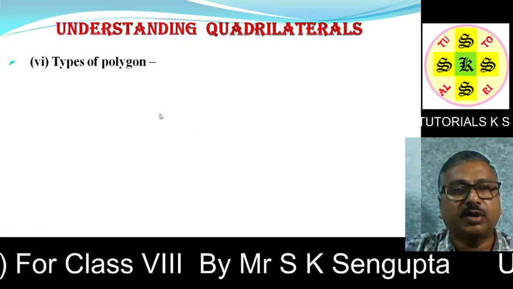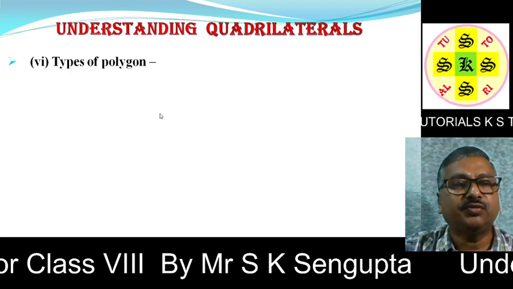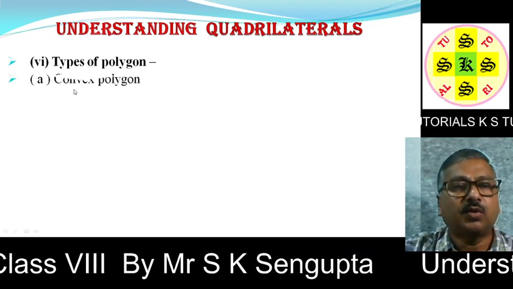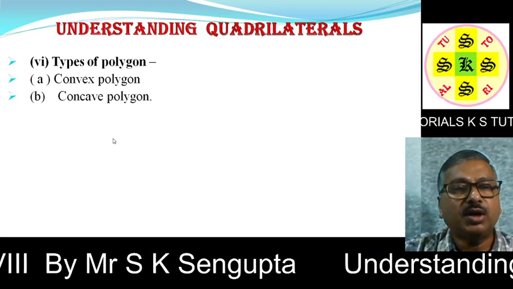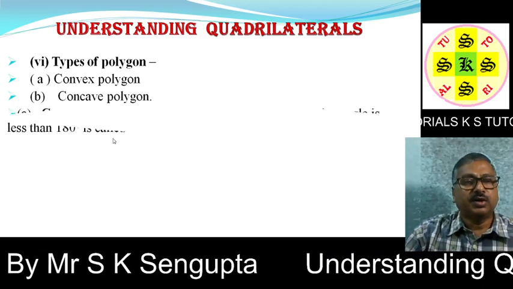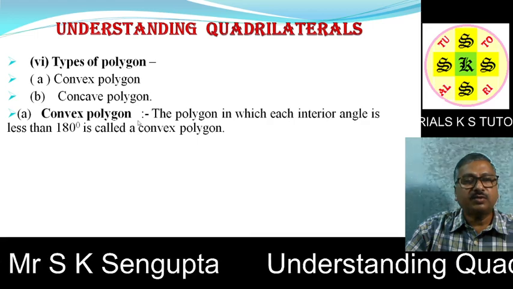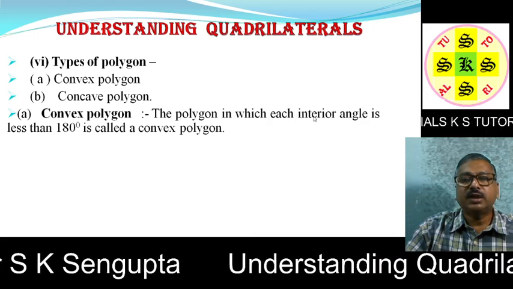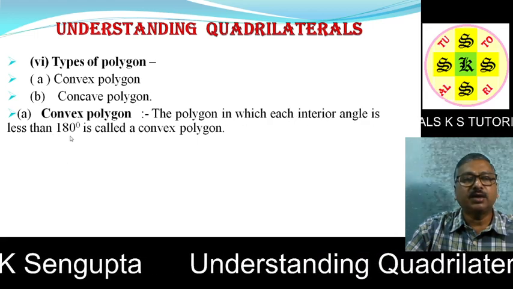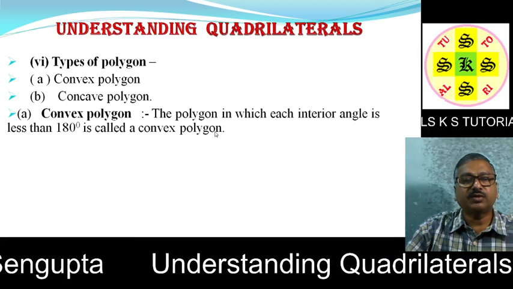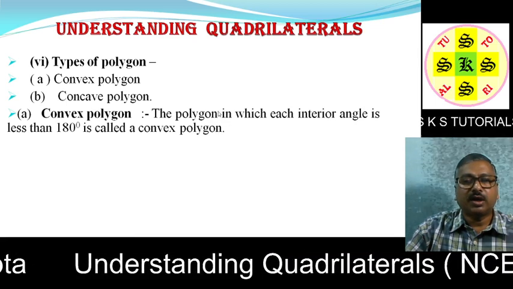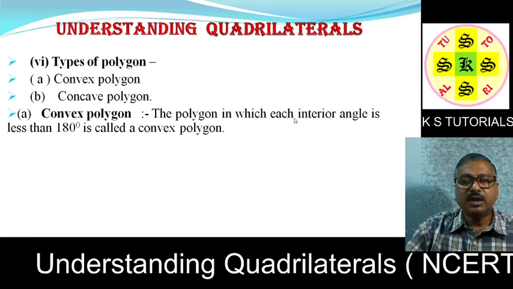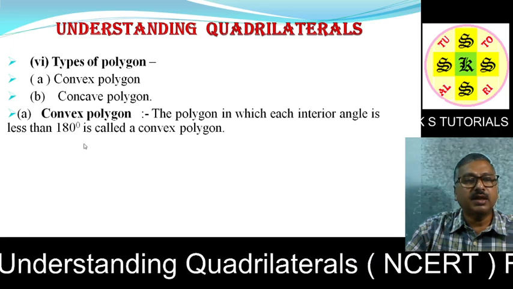Now types of polygon. Here I am going to discuss what are the different types of polygons. So one is convex polygon and the other is concave polygon. Now what is convex polygon? Let me define convex polygon. The polygon in which each interior angle is less than 180 degrees is called a convex polygon. If we draw any polygon, it should be entirely made up of line segments, in which each interior angle is less than 180 degrees.